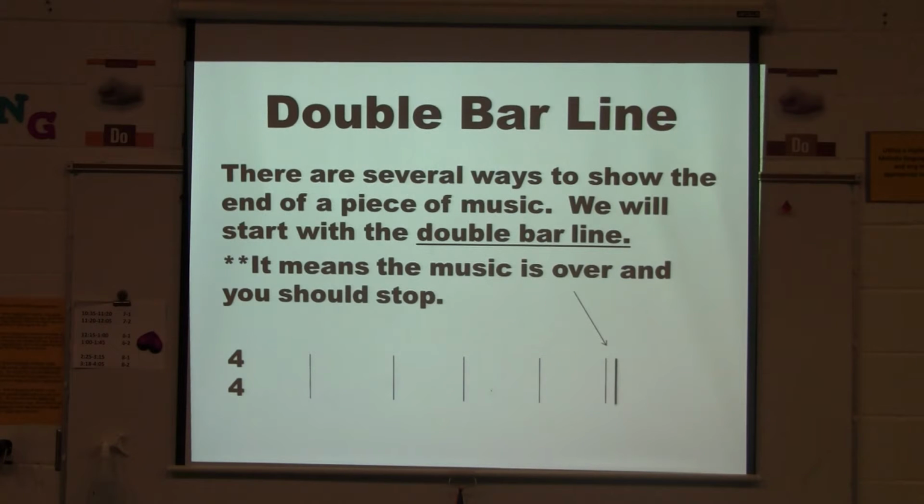Okay, so do we remember what all of those things are called? We have the time signature, we have this area which is known as a measure, and then the measures are separated by bar lines, and of course the very end is the double bar line.